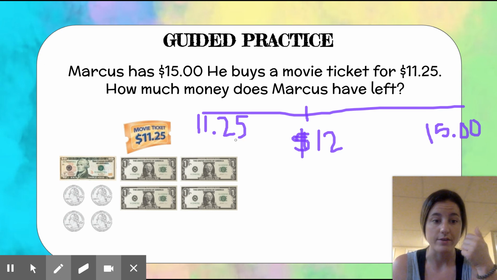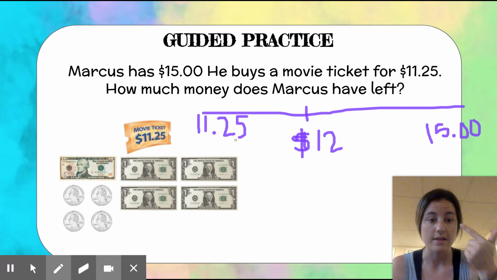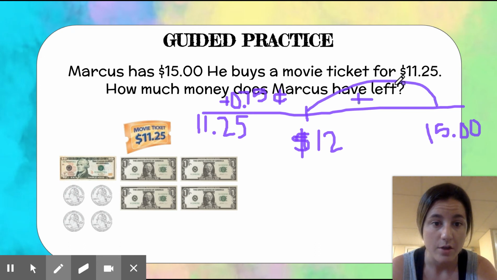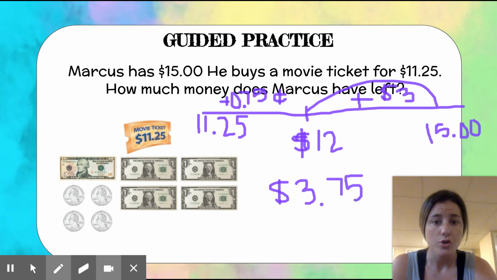Well, $11.50, $11.75, $12. So that is 75 cents, or 0.75. And then to get from 12 to 15, 12, 13, 14, 15, plus $3. So he has $3.75 left over.